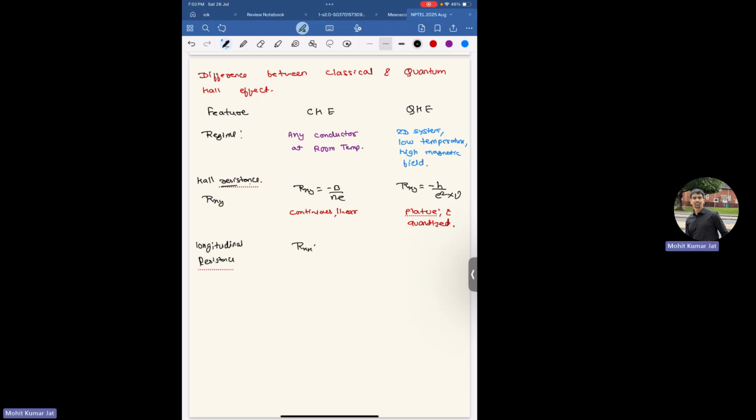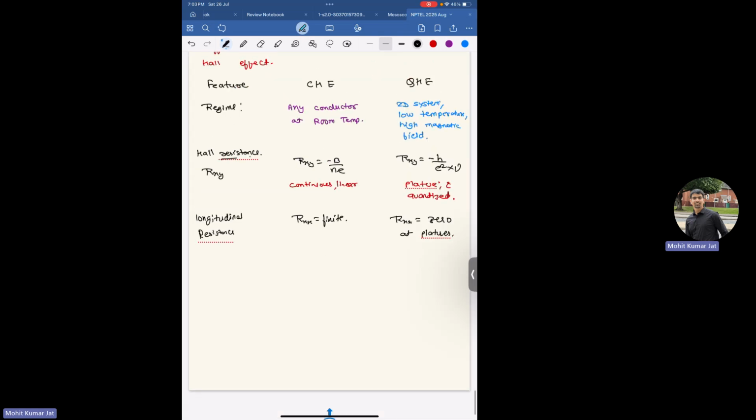Rxx here will be finite in presence of magnetic field. But here Rxx will be 0 at plateaus. I'll come to it. What does the zero resistance mean? Is it superconductor? Because zero resistance we call the superconductor, right? But here it's not the case. I'll come to what the zero Rxx means.